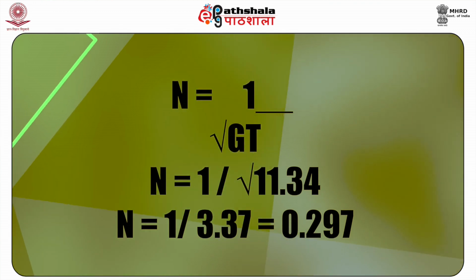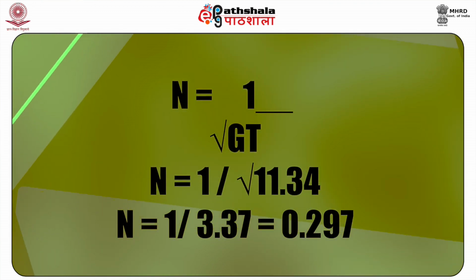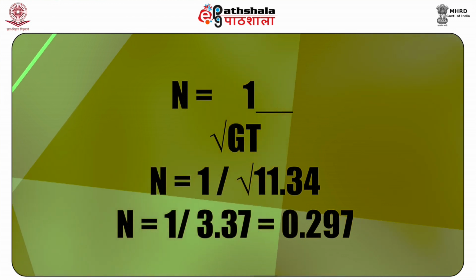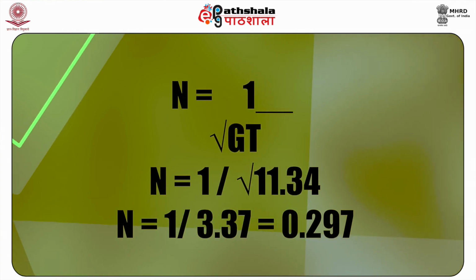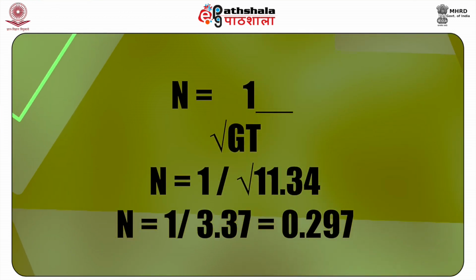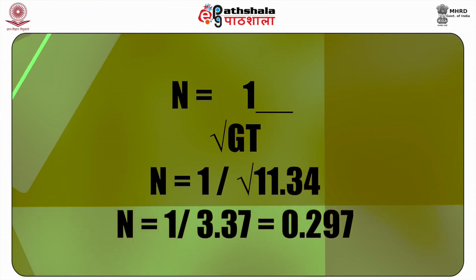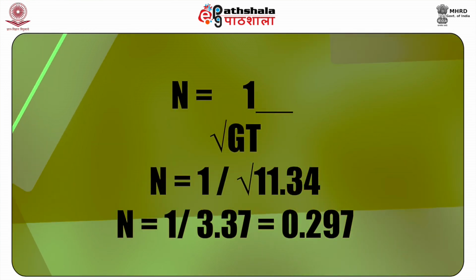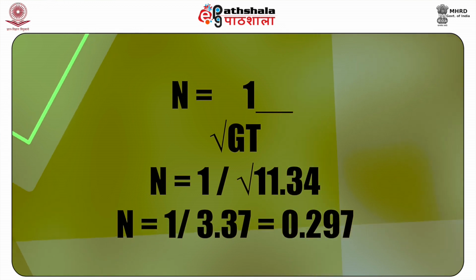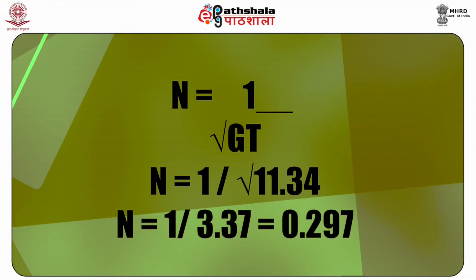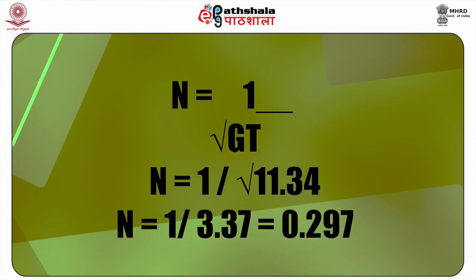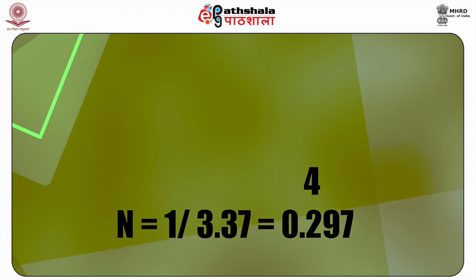Find the value of n by the following formula, n is equal to 1 divided by the square root of GT, where GT is the grand total. Since the grand total was 11.34, n is equal to 1 divided by the square root of 11.34, and the value of the square root of 11.34 is 3.37. Therefore, n is equal to 1 divided by 3.37, which is equal to 0.297.